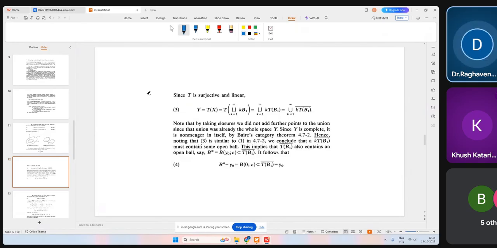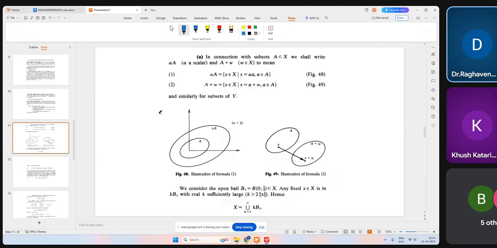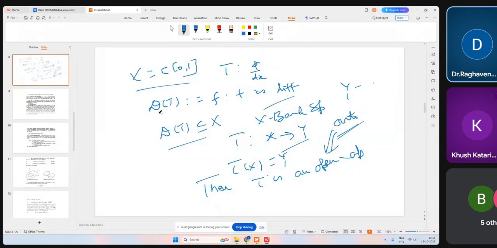So since T is surjective and linear, this T(X) will be equal to Y. This is the meaning of saying it is onto. This will be T of the union K equal to 1 to infinity of K B1. Okay. So K B1, let me explain to you a bit more.